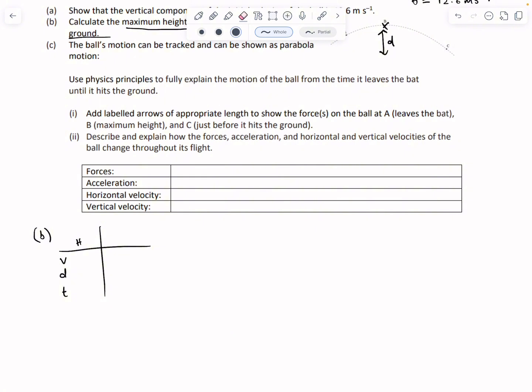So we've got our horizontal stuff on the left, and we've got our vertical stuff on the right side, and this is what we want to focus on. We want the vertical distance. That's what we need to figure out. What other information do we have to be able to work out this vertical distance? Well, we just worked out that the initial velocity is 12.6 meters per second. What about our final velocity?